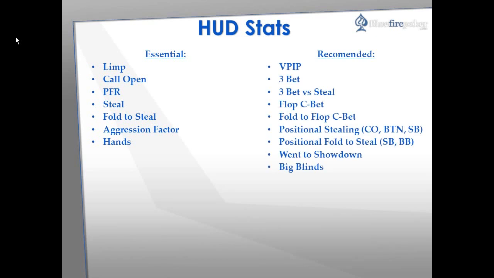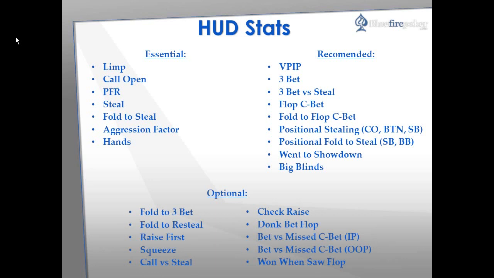Next, in the recommended stats, we have VPIP, 3-bet, 3-bet versus steal, flop C-bet, fold to flop C-bet, the positional stealing stats, positional folding to steal stats, went to showdown, and the number of big blinds. And finally, the optional ones, which are fold to 3-bet, fold to re-steal, raise first in, squeeze, call versus steal, check raise, donk bet to flop, bet versus miss C-bet in position, bet versus a miss C-bet out of position, and one money, one soft flop.